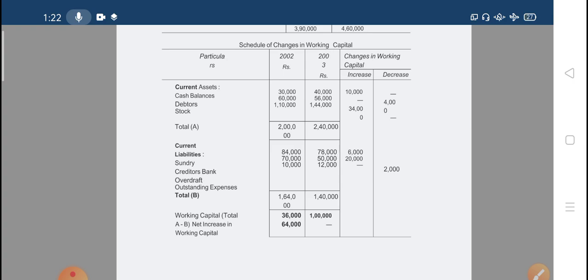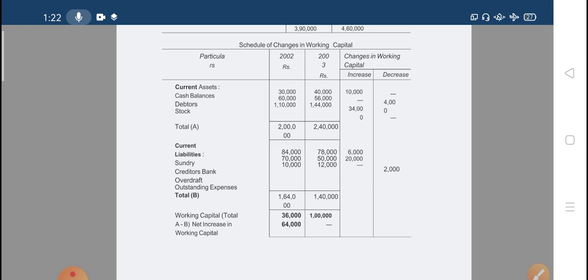In current liabilities, it is the reverse. If there is an increase in the amount showing in the balance sheet, it should be treated as a decrease in current liability, and if there is a decrease in amount, it should be treated as an increase in current liability. So here, first we have to take the current assets.